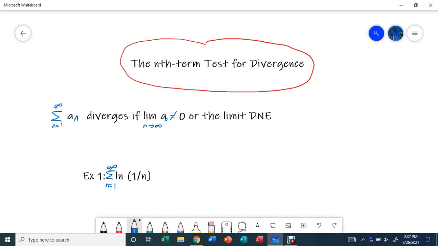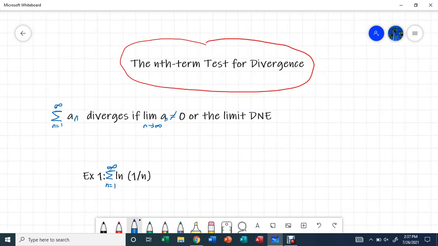In today's video I'm going to show you how to use the nth term test to determine if a given series diverges. So let's start with the test. The series sum of a_n diverges if the limit of a_n is not equal to 0, or if the limit does not exist as n goes to infinity. So let's apply this test to a few concrete examples.